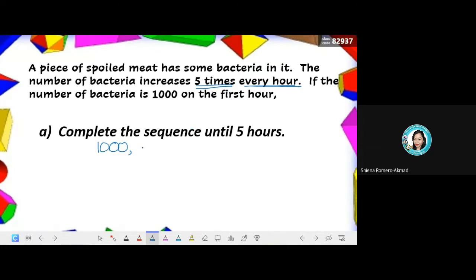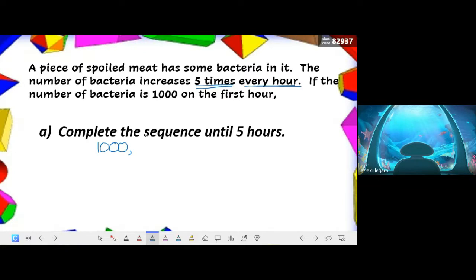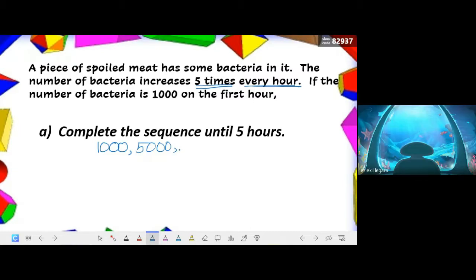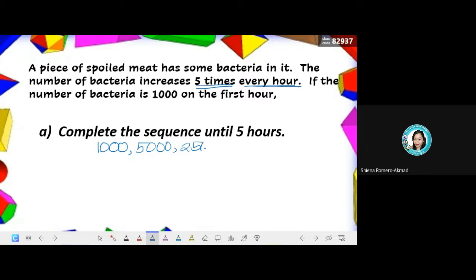1,000. The next term is? 5,000, ma'am. 5,000. Tama. Ganon din yung sagot ni Lester. Next to 5,000 is? 25,000. 25K. Next to 25K? 125,000. Next to 125,000 is? 625,000. 625,000. Correct.